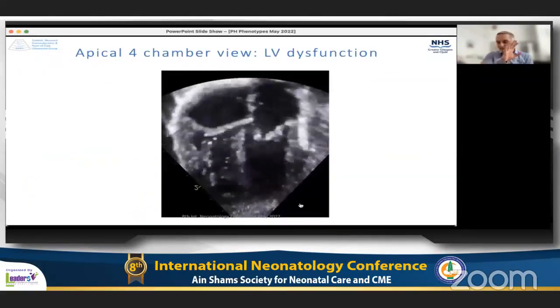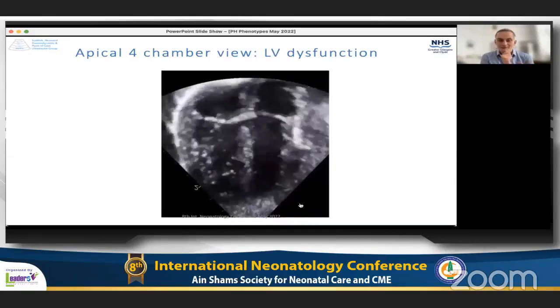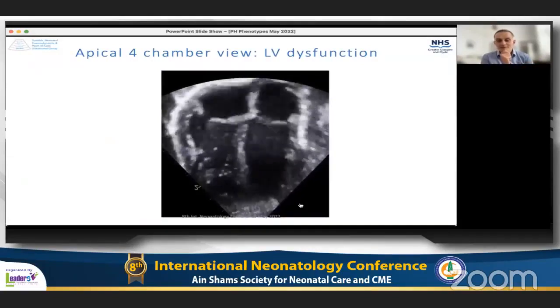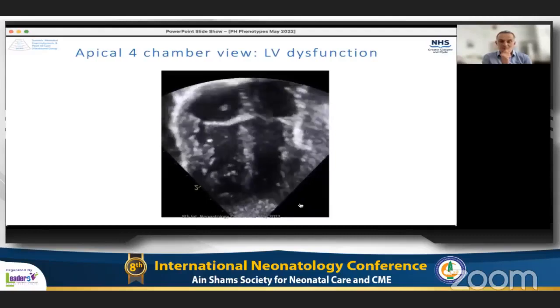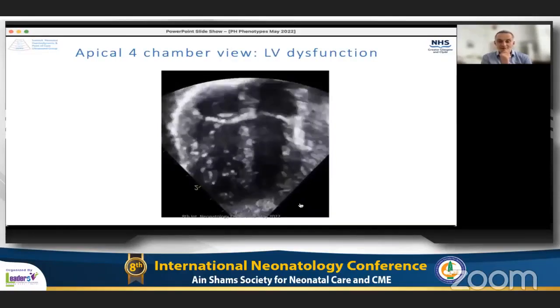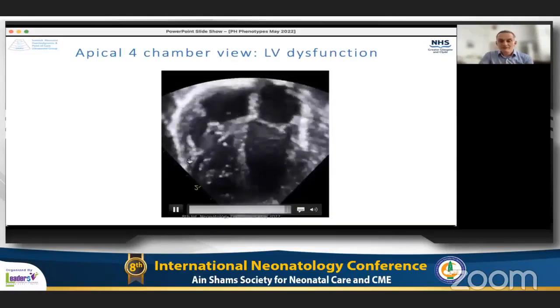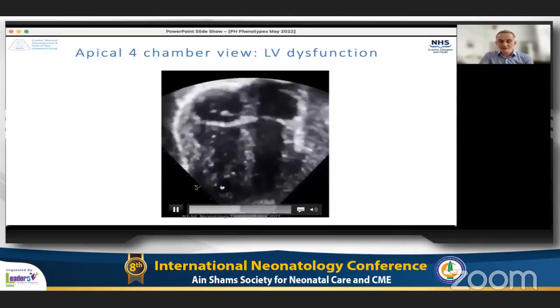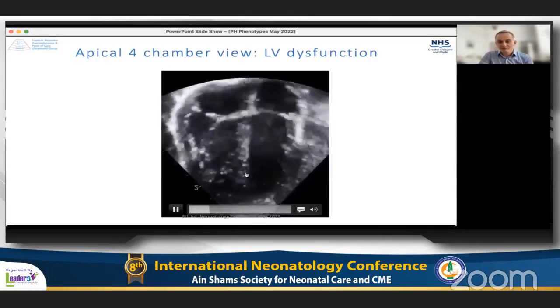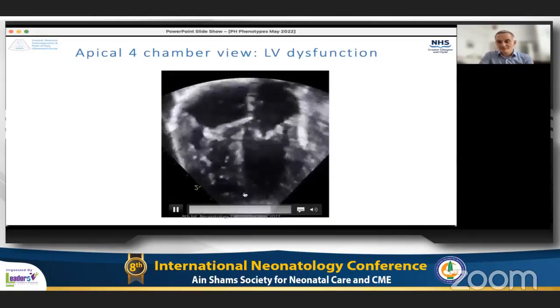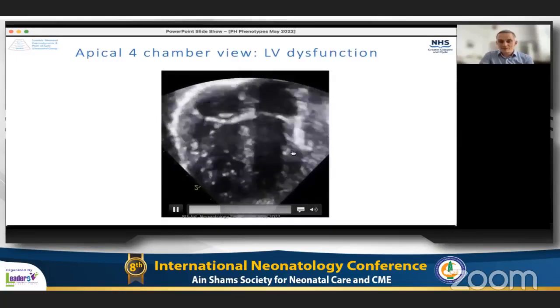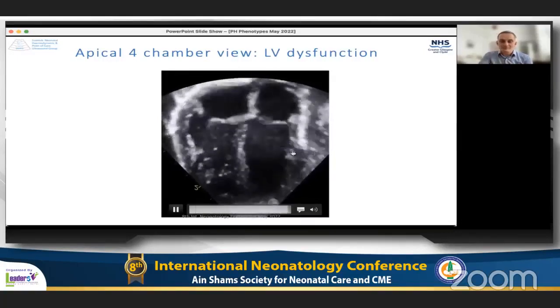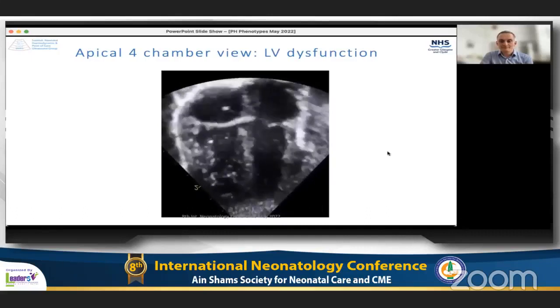However, that's not the whole story in this patient. Here's an apical four-chamber view of this patient with CDH taken in the first hours of life. And what you can see is subjectively a degree of dysfunction in the right ventricular free wall, perhaps slightly better function in the septum. But look at the left ventricular free wall. It's not moving normally, certainly not as well as the septum.